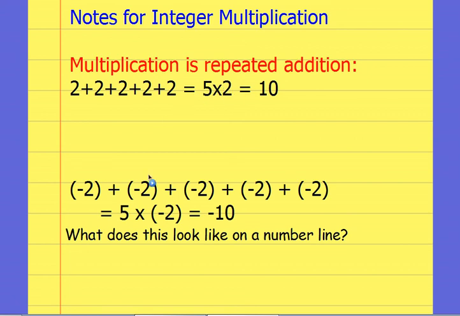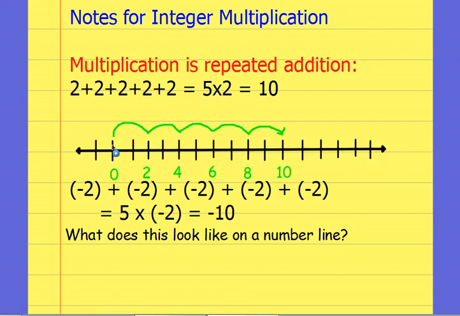going to 2, and it would be worth 10. So if I start at 0, I jump 2 spots, jump 2 spots, jump 2 spots, jump 2 spots, jump 2 spots. So I have 5 jumps, and so that would be 5 times 2 equals 10.